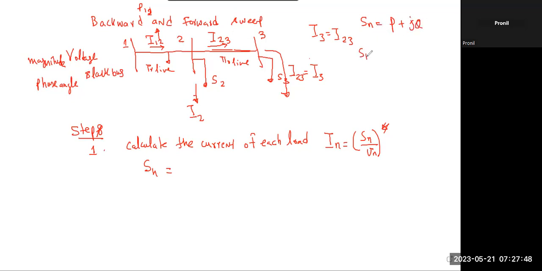Suppose S12 value, as in the Gauss-Seidel I showed you, is P12 plus JQ12. And what would S12 conjugate be? Only the sign will change here, that is P12 minus JQ12. You got my point. So when you calculate the current in the line, this Sn value would be equal to P plus JQ, whereas Sn conjugate would be equal to P minus JQ.